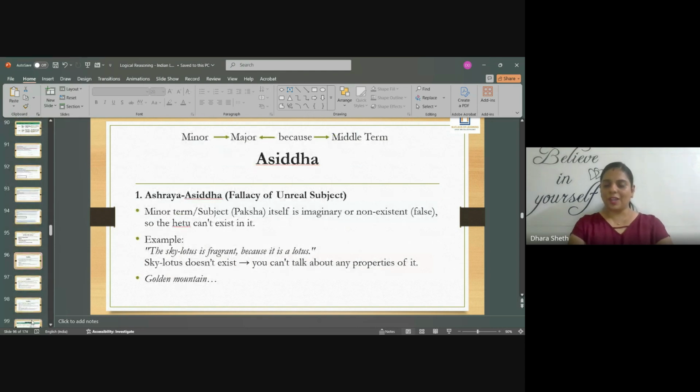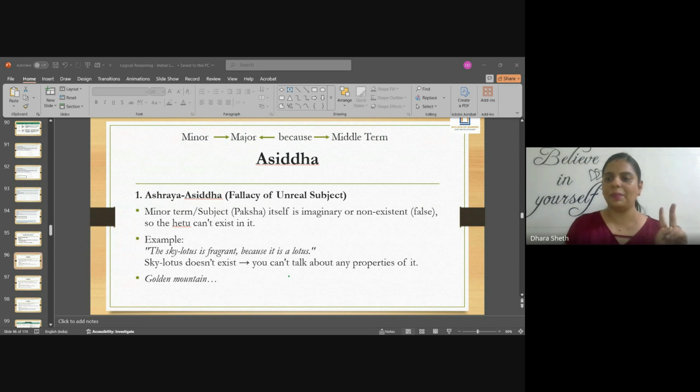There are three kinds of asiddha fallacies. First, ashraya asiddha. The subject or the minor term is unreal. Unreal subject, unreal imaginary minor term. Whatever we are talking about, it does not exist. Sky lotus is fragrant because it is a lotus. There is nothing called sky lotus in this world. Just like unicorns are beautiful because they are rainbow colored. Now there is nothing called unicorn in this world. So that is ashraya asiddha, fallacy of unreal subject.